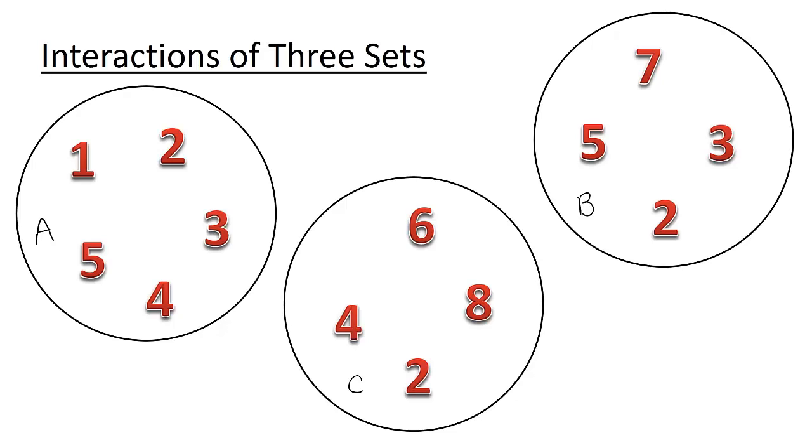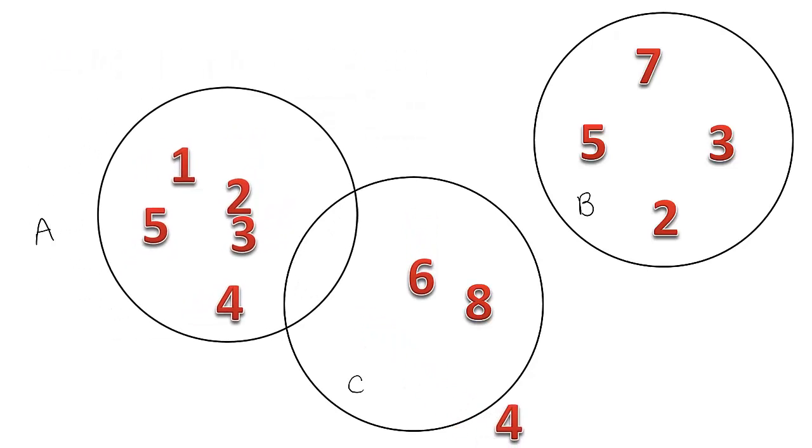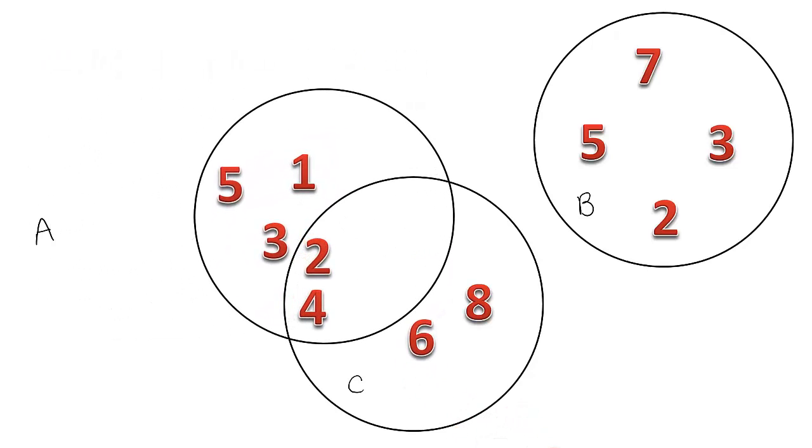Now let's take a look at just A and C. What numbers do they share? Can you see how we might visually combine these sets to have an overlapping region? Notice that the numbers 2 and 4 are shared, so we could place them in the overlapping region of A and C. Next, how might we bring B into this combined picture?